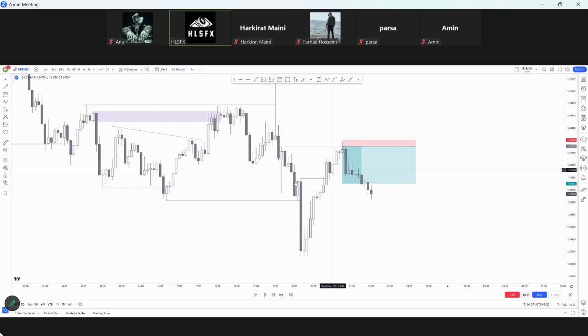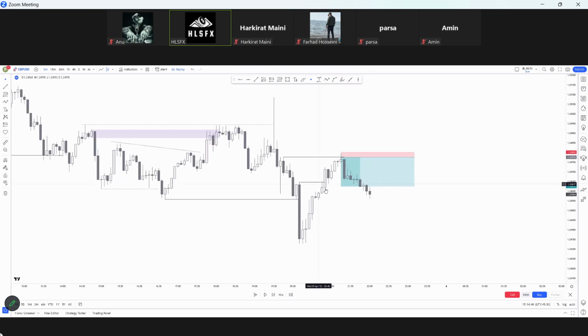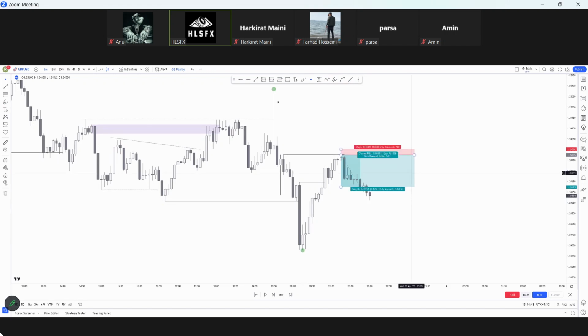This body break confirms the break of structure of the weak low. Okay, once this happens, we have a trading range from this high to this low. Once the trading range has been formed, every swing point inside the trading range is considered as an internal range liquidity.